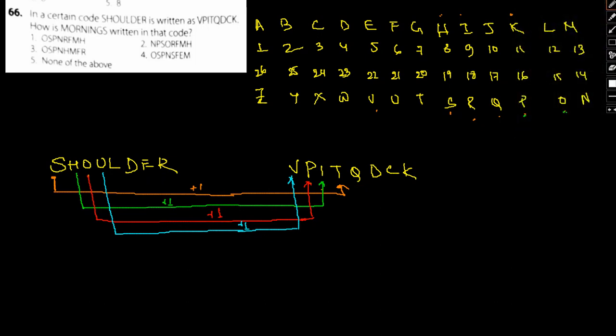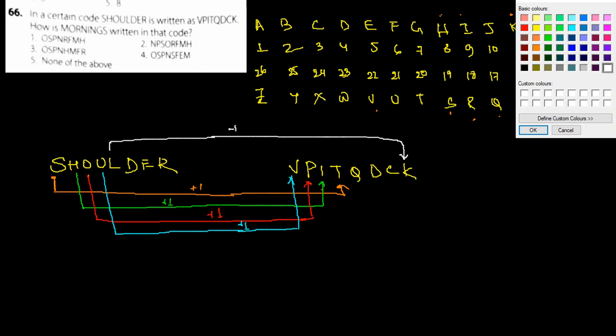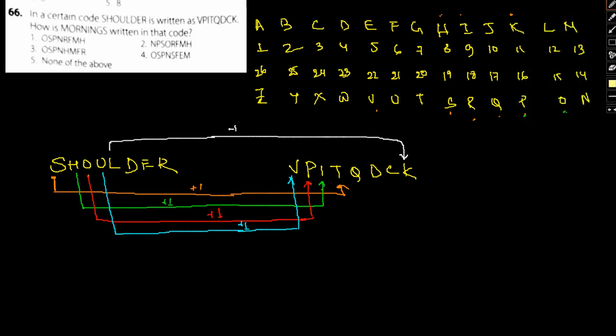L and K is minus 1. D and C, again minus 1. D to C, again minus 1.